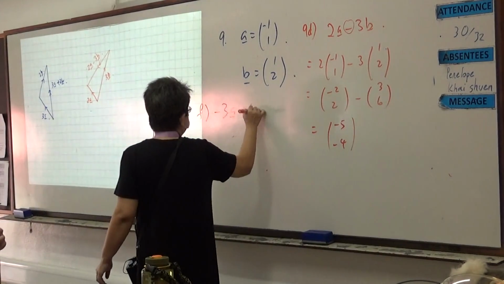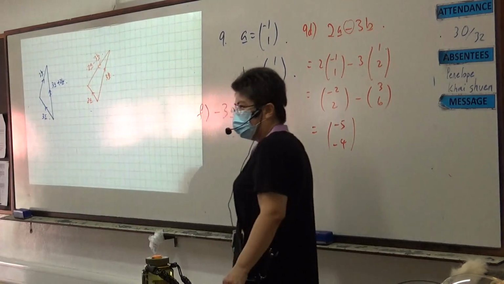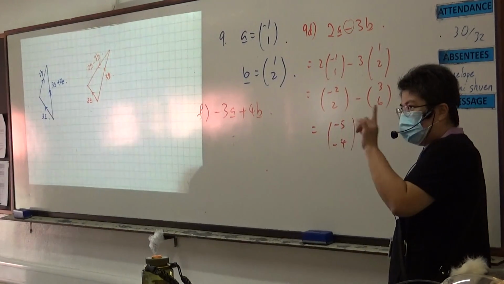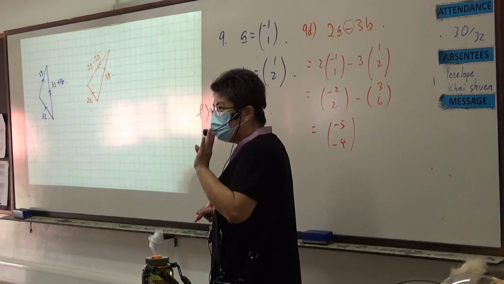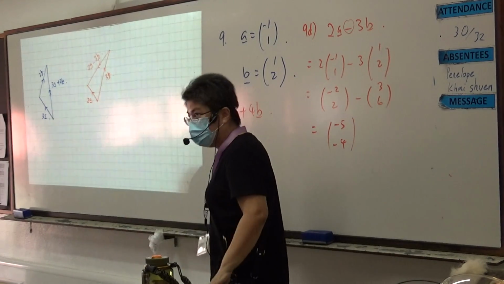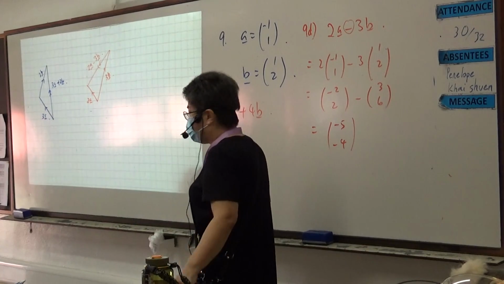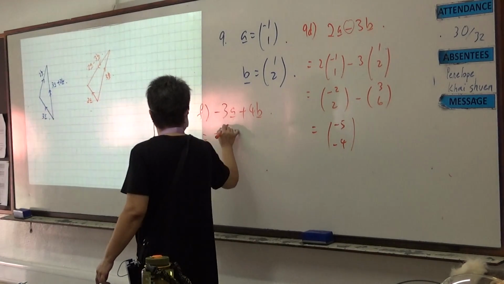Negative 3a plus 4b. Now, there are two ways to do it. I want you to do it both ways for the diagram, but not for the working. Working one way will do. Okay, now can you do the working for me first, this one?